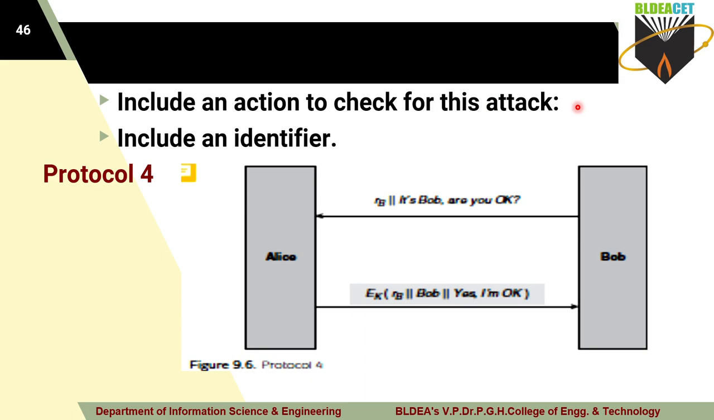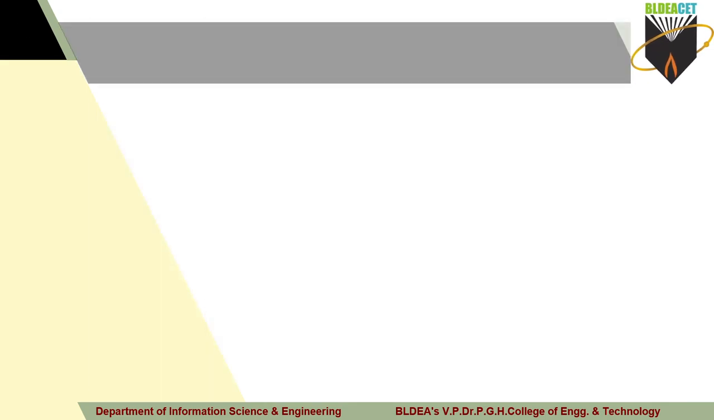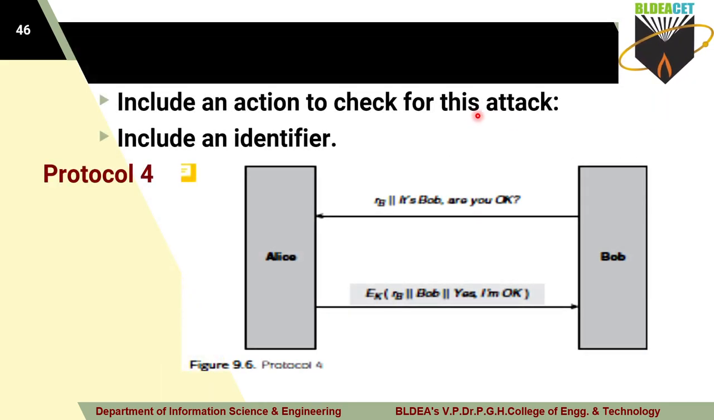Here Bob has to know that he is sending the same message. If Bob keeps all the transaction information that has taken place, then Bob will get to know that this is the message sent by him. That is what we call a check for this attack. To overcome this attack, you now use one more protocol, protocol 4.